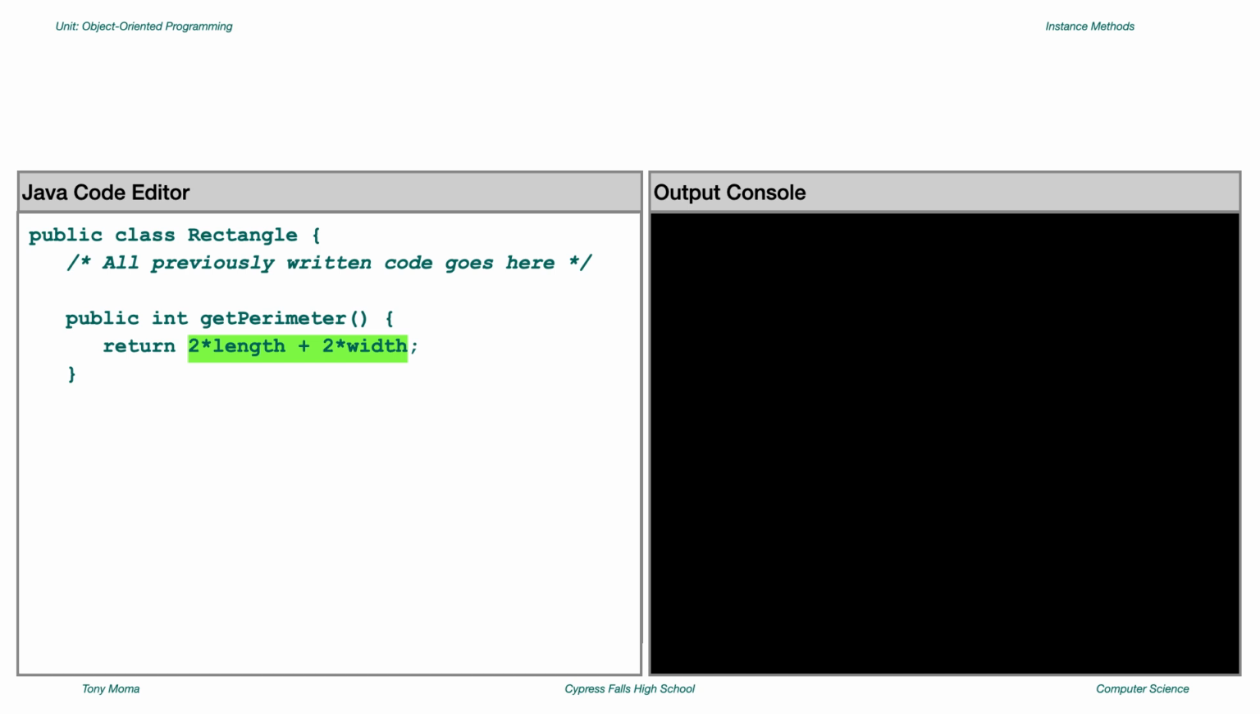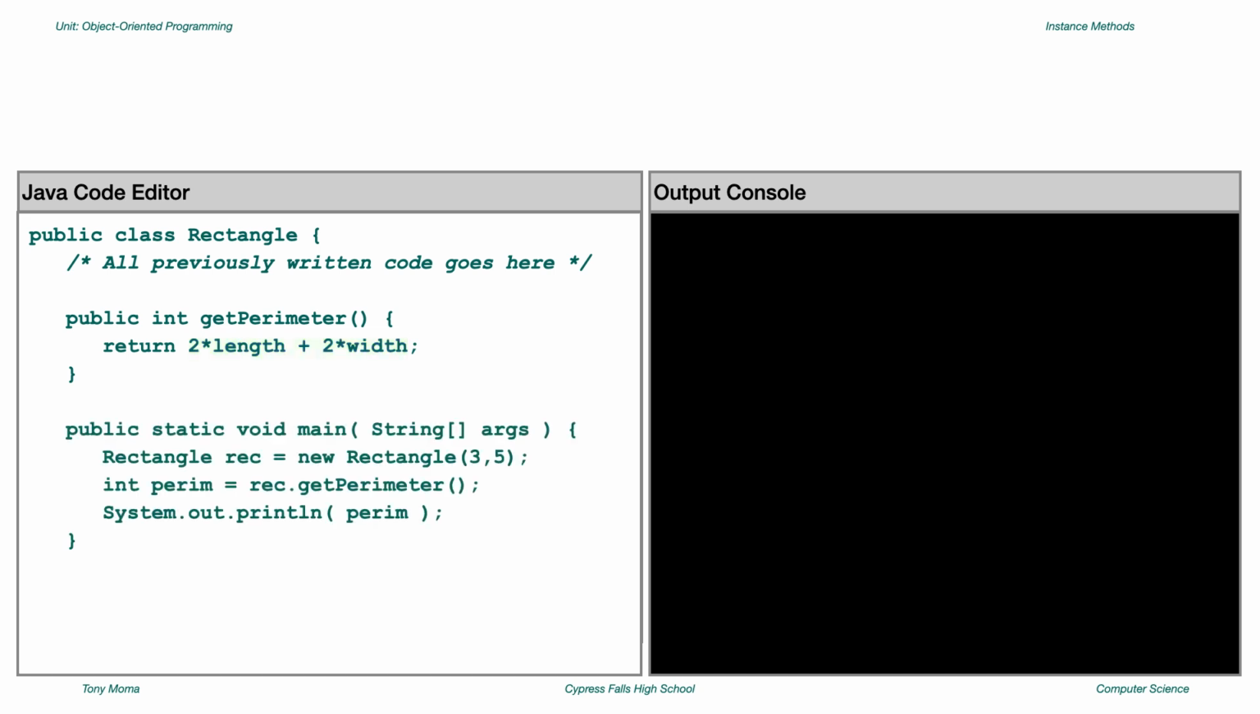Now that the method is complete, we can now go to our main method and use it. For example, suppose I create a rectangle with a length of 3 and a width of 5. I can then compute the perimeter of that rectangle and store it inside a variable. And thus, when I print out that variable, I get 16 as my output, since 3 times 2 is 6, 5 times 2 is 10, and the sum of 6 and 10 is 16.